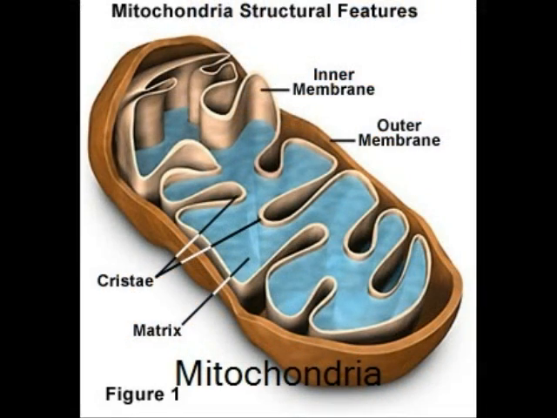The mitochondria's size varies. It ranges up to several micrometers. Its function is to make ATP energy from cellular respiration, and its structure is composed of a double membrane. It is found in both plant and animal cells.